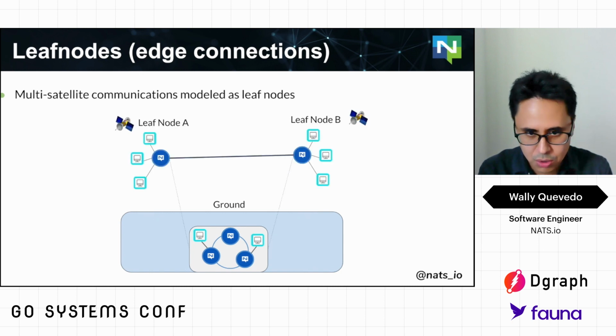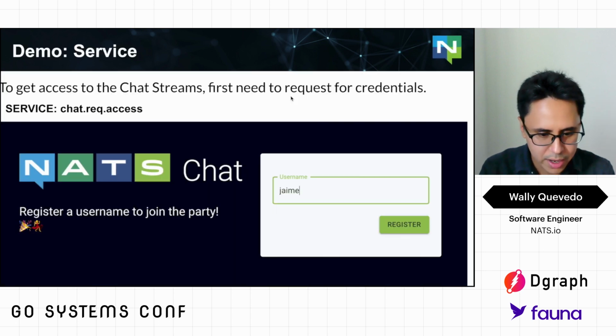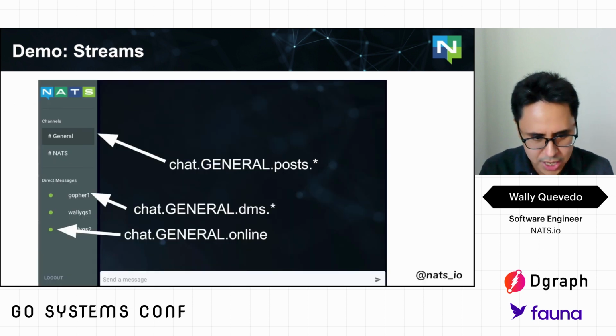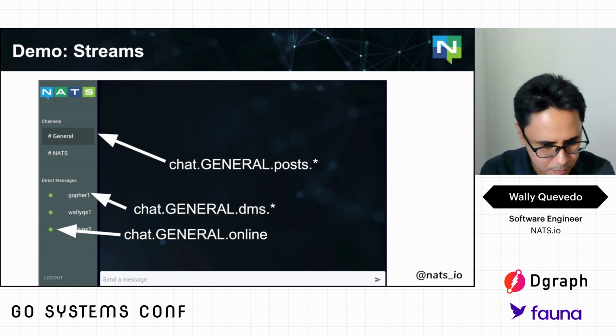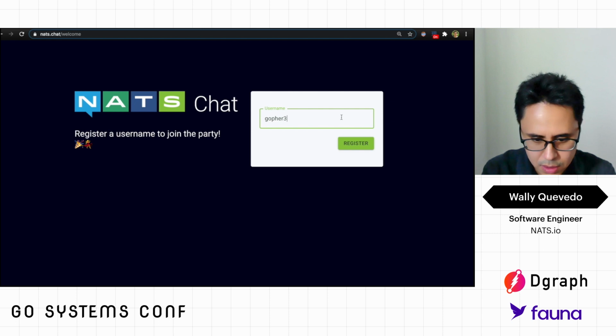I also want to show some of the WebSocket connection support that we have. We have a simple application called nats.chat, where you can send a request to get access to the service. And we're using some of the streams as they are represented in the chat application. So for example, you can have a general room, and all of the rooms are a stream of messages. And also you can receive DMs as well. So I'm going to show you a little bit by creating an example.